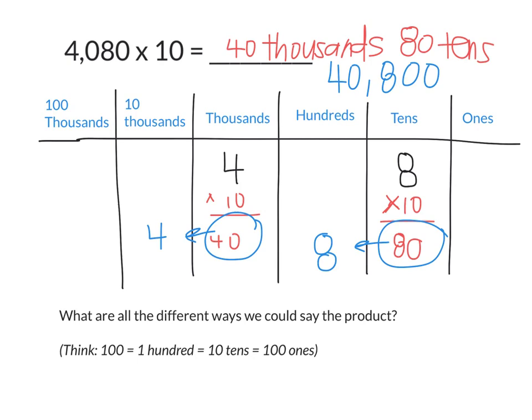Now, what are all the different ways we could say this product? Instead of saying 40,800, by the way, that's our final answer, could we say 40,000s? Could we? I mean, is it 40,000s, 80 tens? Is that the same thing? Is it the same thing as 4,080 tens and 0 ones?